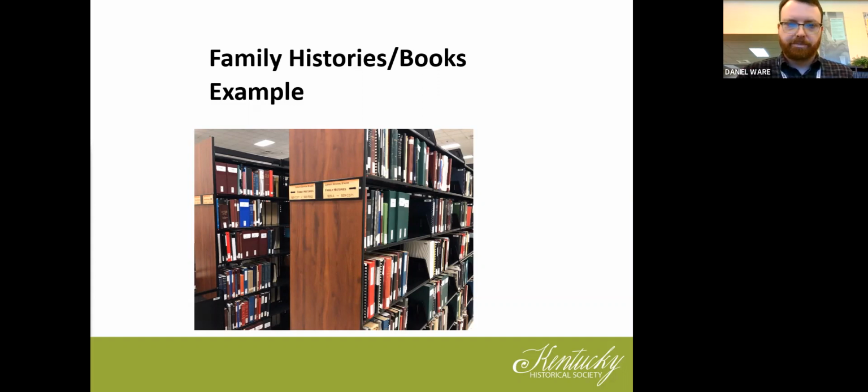Are these filed by surname or other? I had a question about if these are filed by surname.